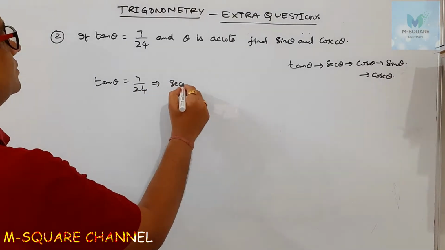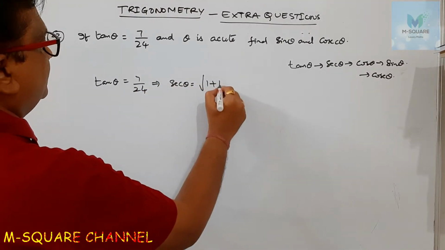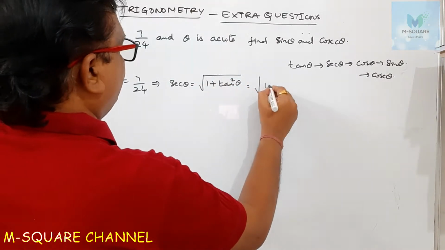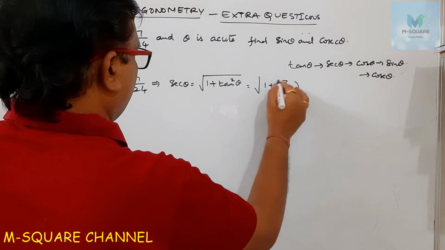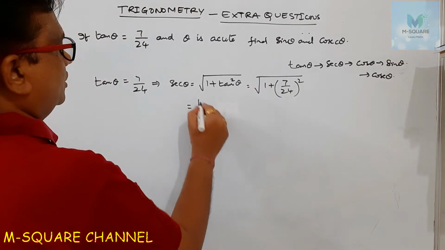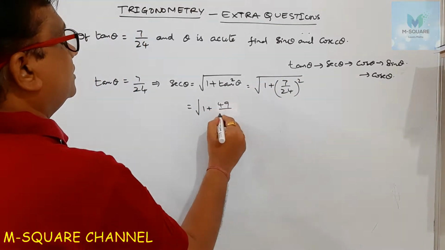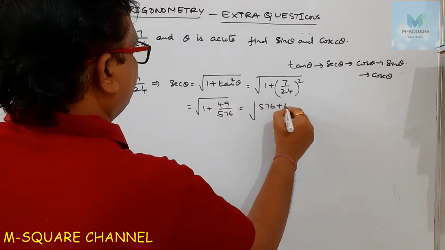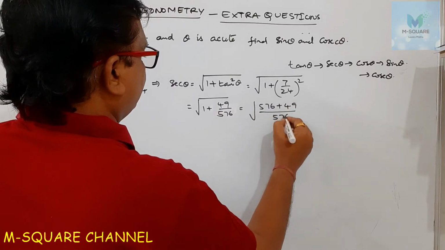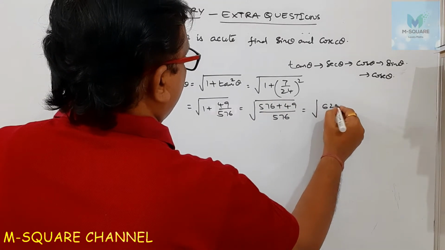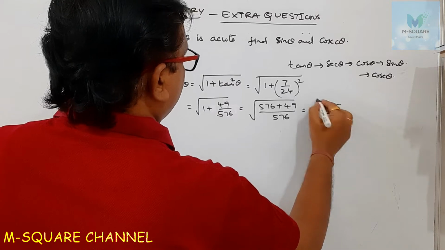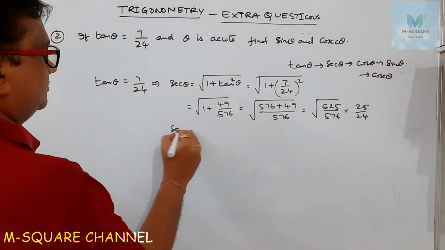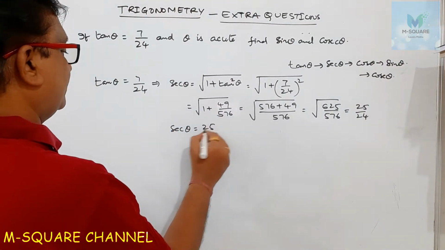So we are going to get secant theta. Secant theta means root of 1 plus tan square theta. So root of 1 plus (7 by 24) whole square. So root of 1 plus 49 by 576. That means root of (576 plus 49) by 576. So this is root of 625 by 576. It is nothing but 25 by 24. This is secant theta. Secant theta equal to 25 by 24.